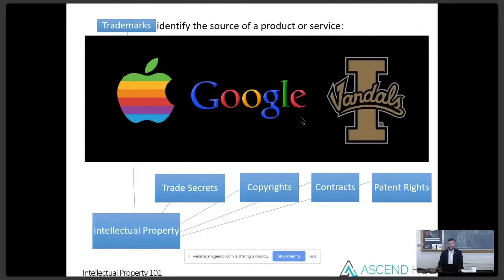I've also included one of our institutional trademarks for the University of Idaho Vandals. This mark is a good demonstration that a trademark can be registered that is a mix of symbols, colors, and words. And so this entire logo mark is a registered trademark. And you can tell because we have a little circle R by it there.